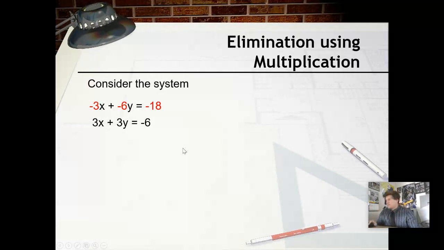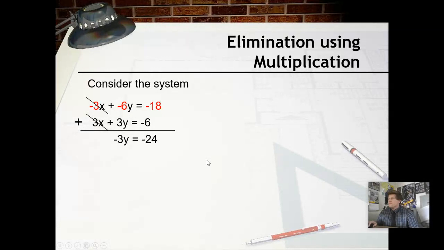Now I have my system. It'll get us the same answers, but now I have my system. And you'll notice the x's have the same coefficient, just opposite signs. I could add these together. Negative 3 plus 3 goes away. Negative 6 plus 3y becomes negative 3y. Negative 18 plus negative 6 becomes negative 24. Solve for y. I get rid of that negative 3 by dividing. Negative 24 divided by negative 3 becomes positive 8. So I have y equals 8.